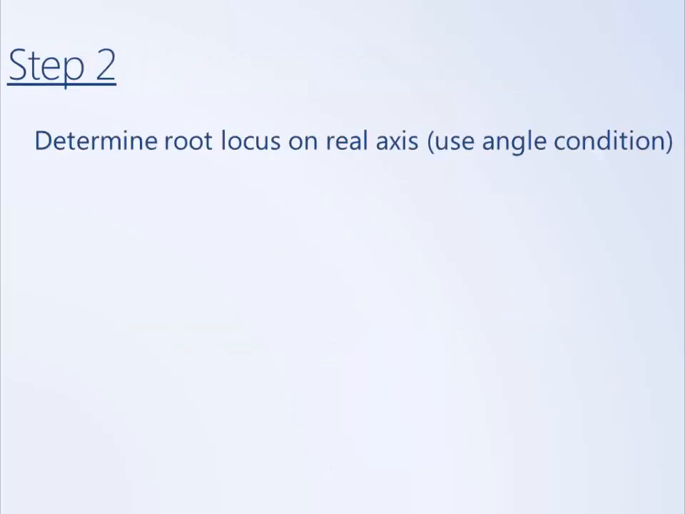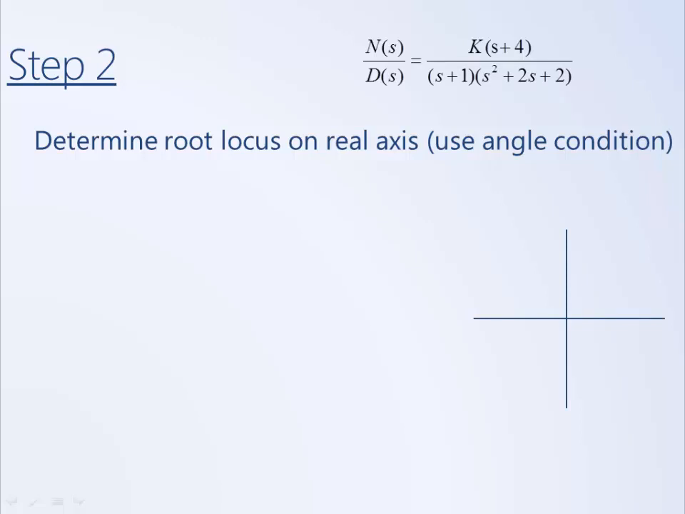Step 2 of our procedure is to determine the root locus on the real axis. This derives from the angle condition. Looking at this, I'll real quickly draw in our poles and our zero. What we can do basically is break the real axis up into 3 distinct regions. We have the region to the left of the zero, the region between the zero and the pole, and the region to the right of the pole.